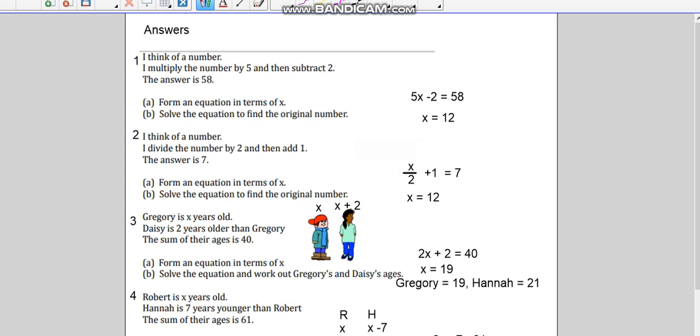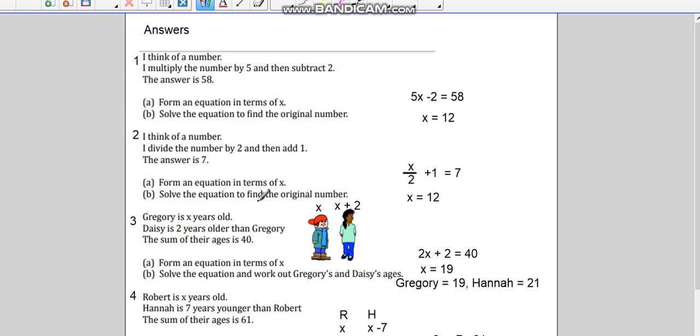Okay, and here's the answers for the first ones. So don't forget that for every question you needed an equation and the answer. So the equation for 1 is 5x minus 2 equals 58, and the answer is x equals 12. Question 2, the equation is x over 2 plus 1 is 7. So it says I think of a number, divide it by 2, then I add 1, and the answer is 7. So if we undo that, we get x is 12.